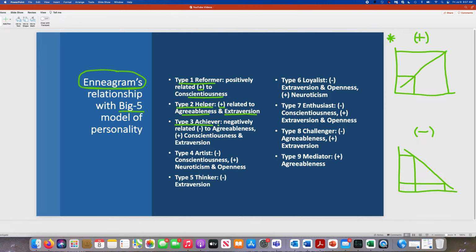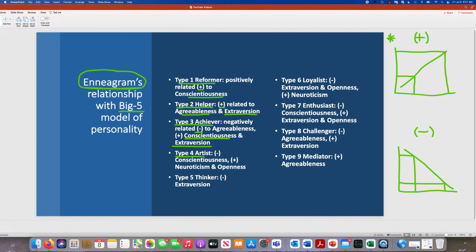Type 3 achiever, negative relationship, as you see here, to agreeableness. They don't necessarily need to get along. They want to get things done. So again, conscientiousness, as we discussed, and extroversion. You know, I can be a leader. I can take leadership in groups and so forth.